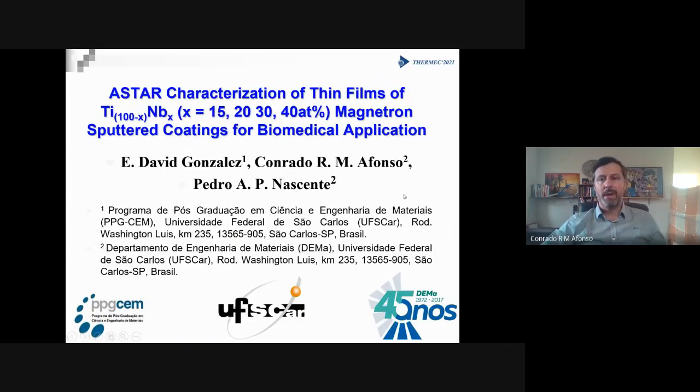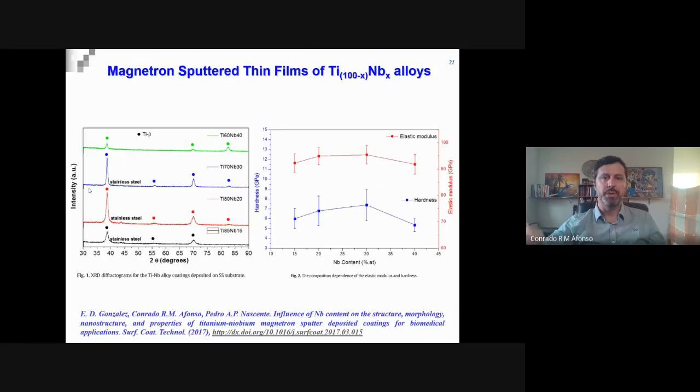And the last part of this work that I would like to present is the STEM characterization of thin films in binary titanium niobium alloys produced by magnetron sputtering coatings over stainless steel substrates for biomedical applications. So this is a work of a PhD student, David Gonzalez, who is from our university as well, our graduation program in materials science and engineering.